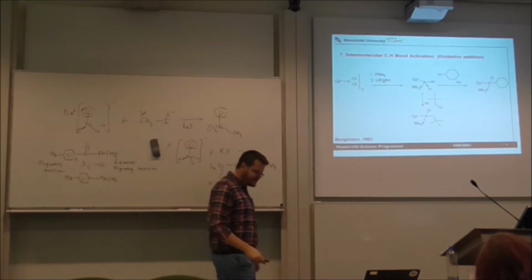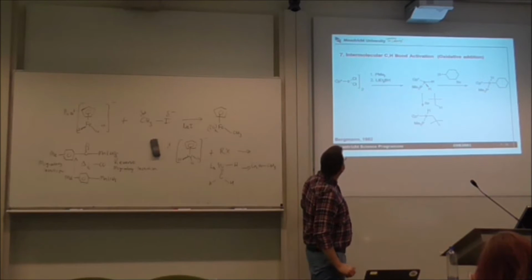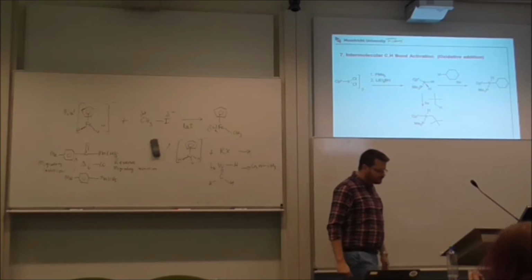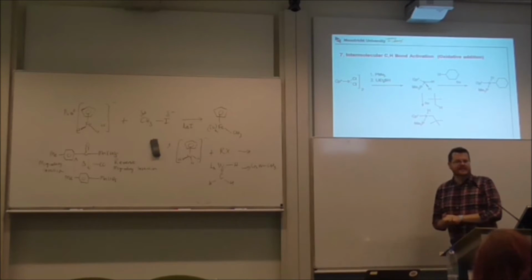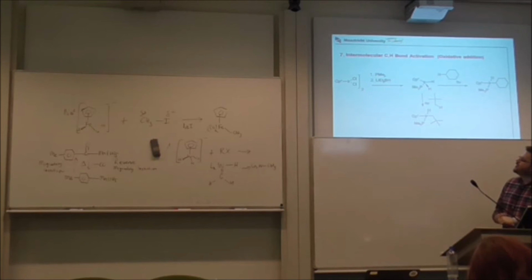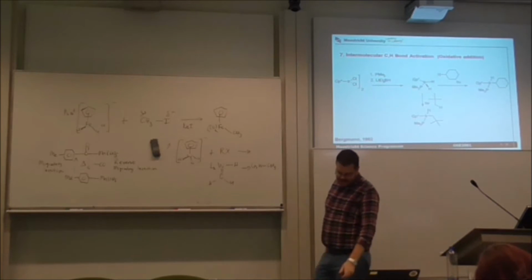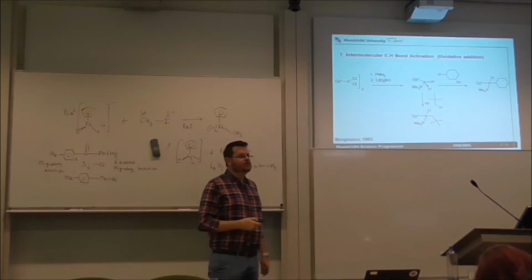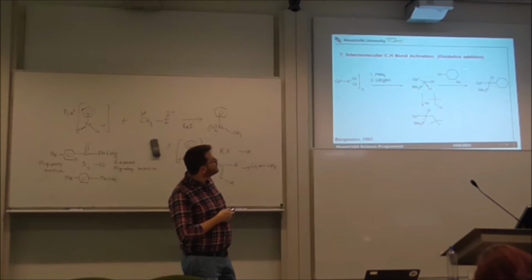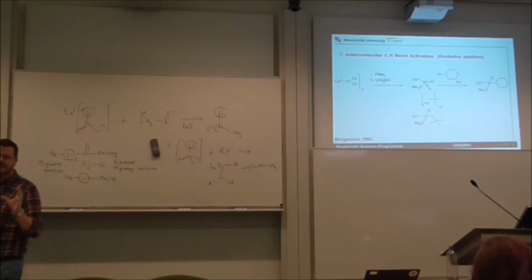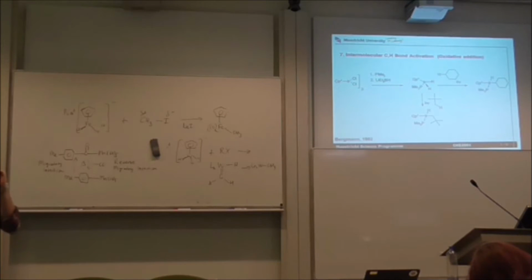This is now the 7th tool that we have. And this is actually what we were discussing this morning in the tutorial, weren't we? So this is work that was done by Bergman, 1982. And what they were trying to do was to activate alkanes. Now, why is that difficult? It's difficult to activate alkanes because carbon-hydrogen bonds are extremely stable.